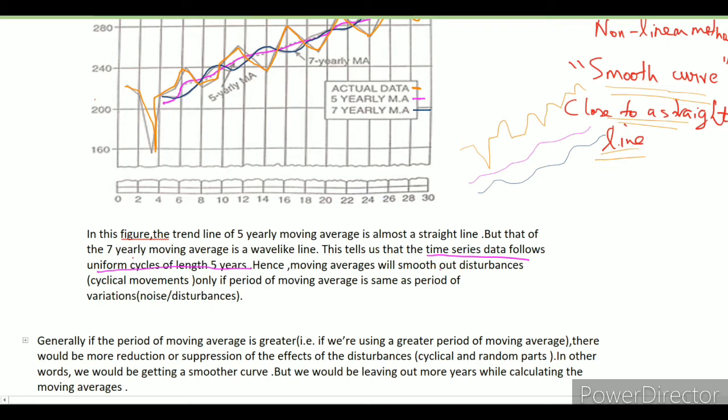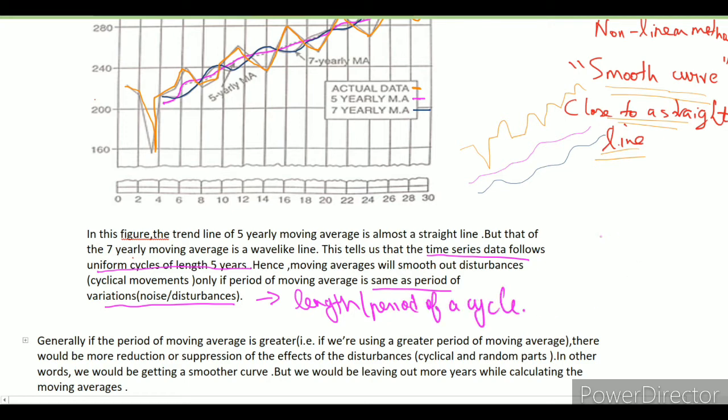So moving averages will smooth out differences or the disturbances in this case, because we're trying to eliminate the other components and find only the trend component. And in this method, this becomes possible when the period of moving average is equal to the period of variations, or in other words, it becomes equal to the length or period of a cycle.